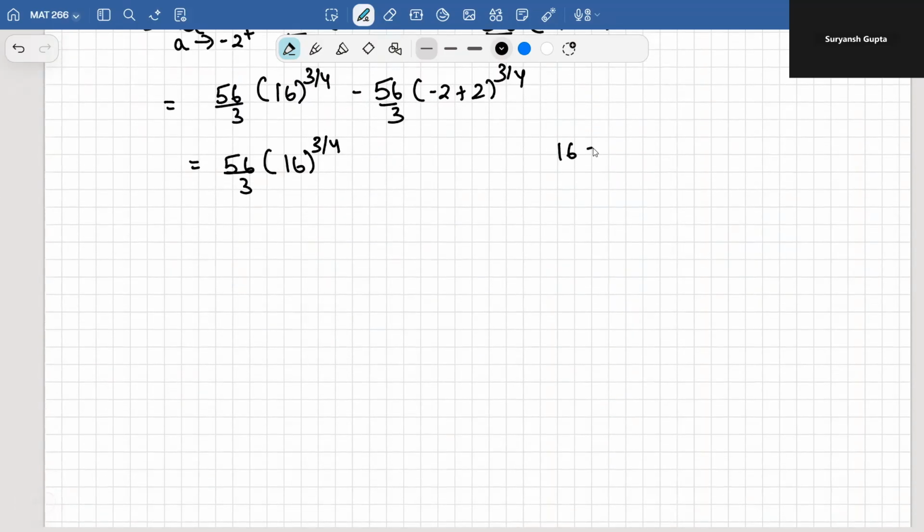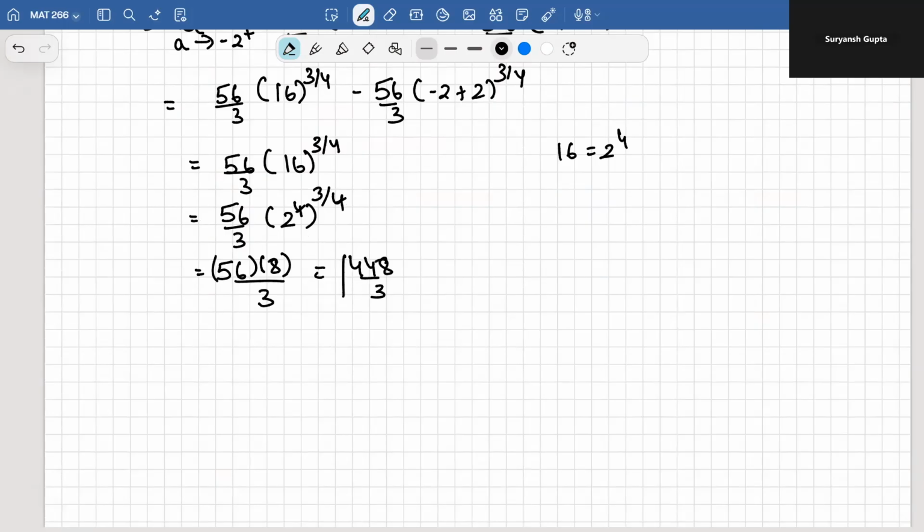So 16 is equal to 2 to the power 4, and I can plug that back in. 56 by 3 times (2 to the power 4) to the power 3 by 4. And when I multiply, the 4 and 4 get cancelled. I end up having 56 times 8 by 3. And my final answer is then 448 over 3.